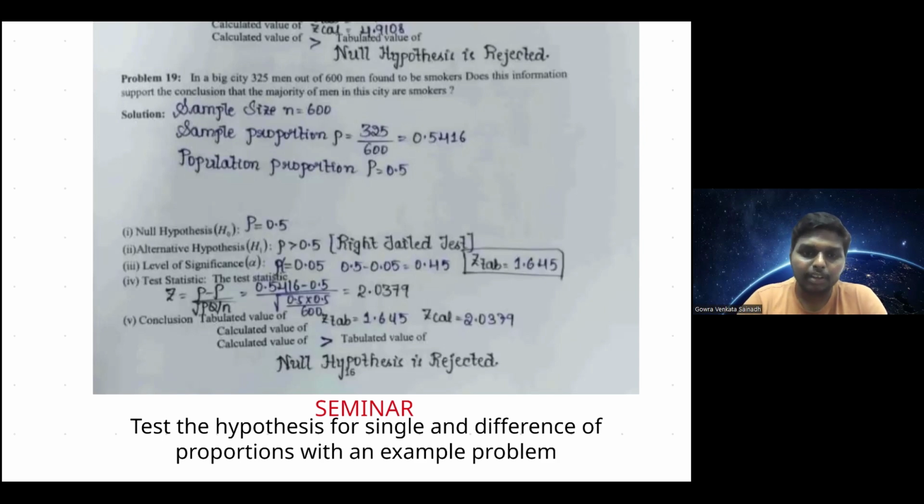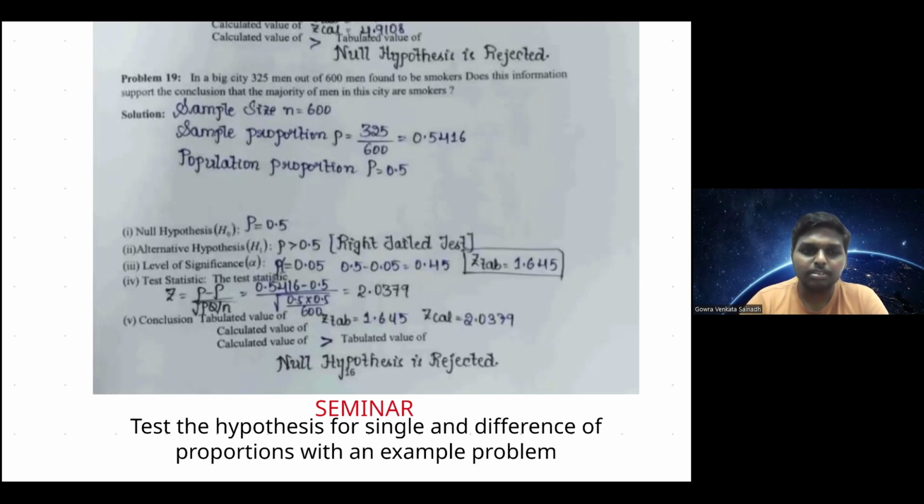So next, level of significance. We find this level of significance by taking away the rejection region, and we get the tabulated value as 1.645, and the test statistic, if we calculate it with the formula, we get 2.0379. So finally, the conclusion: calculated value is greater than tabulated value. So null hypothesis is rejected and alternate hypothesis is accepted, which is that the 325 men can be smokers.